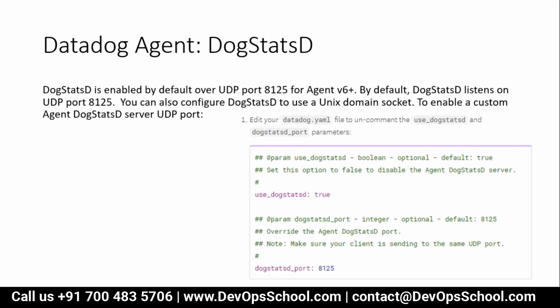So which file? There's one file, you just remember this file name. The file is the datadog.yaml file, which has all the configurations for the Datadog agent. Mind it, again I'm repeating, the file name is datadog.yaml, which will have all the configurations to customize Datadog.